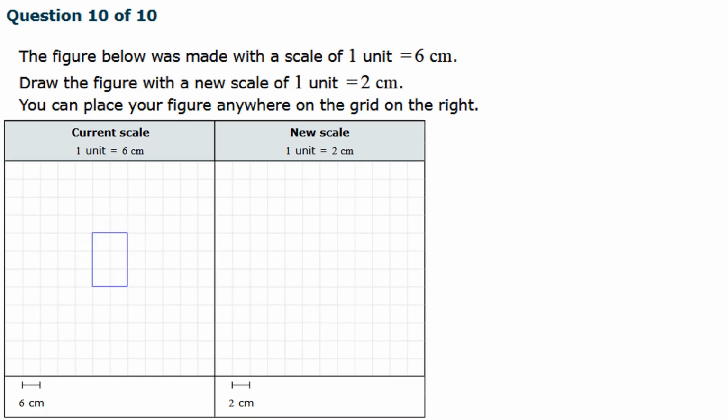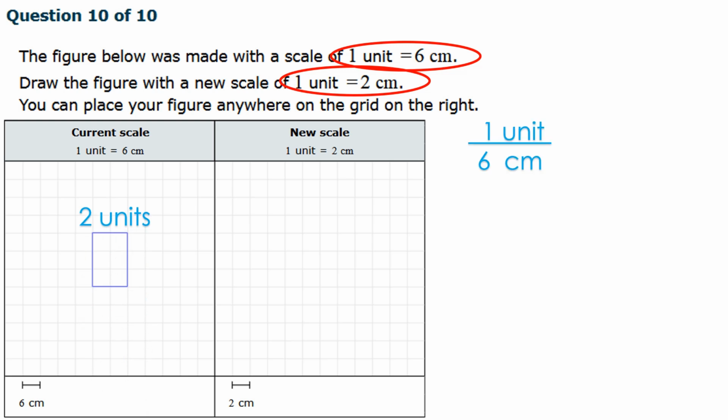Alright, last question. The figure below was made with a scale of 1 unit to 6 centimeters. Draw the figure with a new scale of 1 unit to 2 centimeters. Now this one's a little different than the previous one because it's not a square. There are two different numbers for length and width. So we'll start by looking at the width, which is 2 units. There's 2 boxes across. So we take the scale factor of 1 unit to 6 centimeters, and we put in our 2 units, and then when we multiply and divide, we get 12 centimeters for that width.